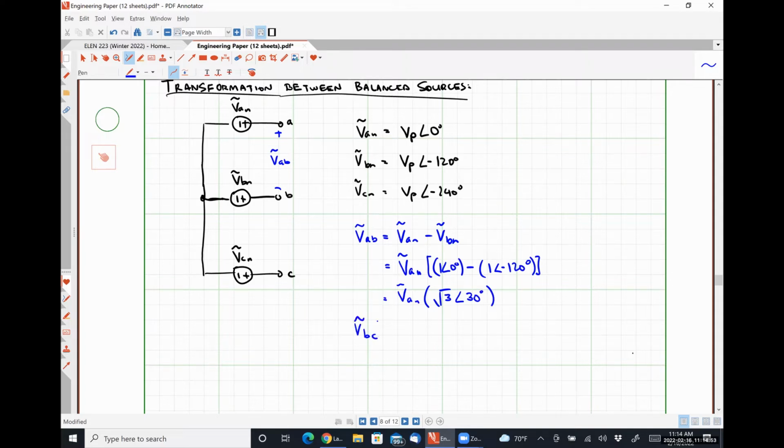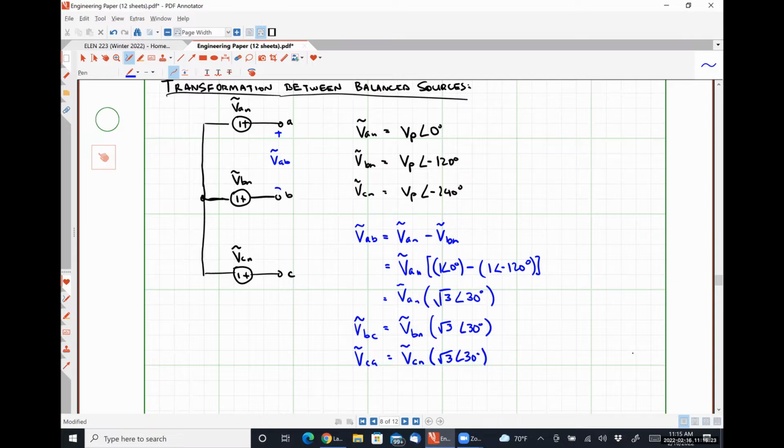we can see that VBC is just VBN times that same conversion factor, and VCA is VCN multiplied by that same conversion factor as well.